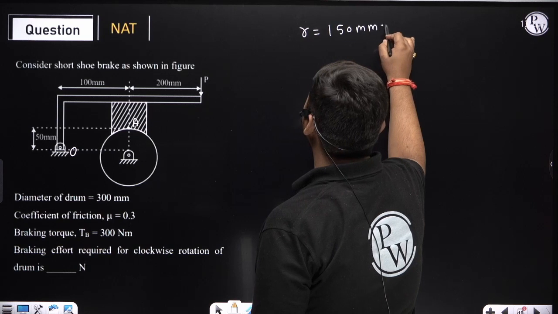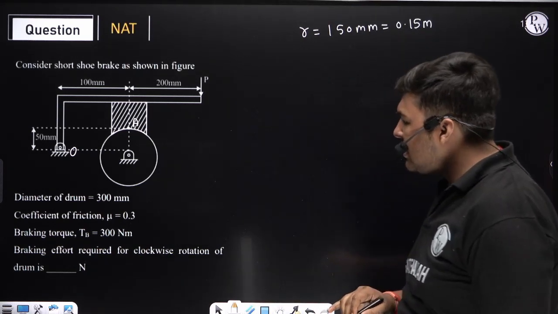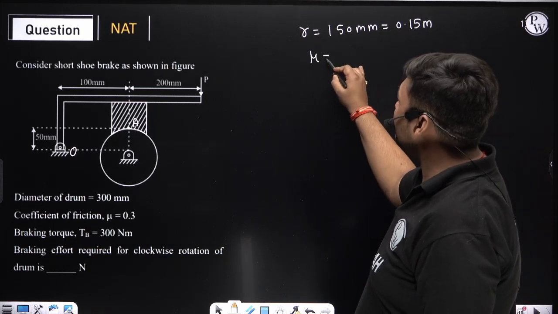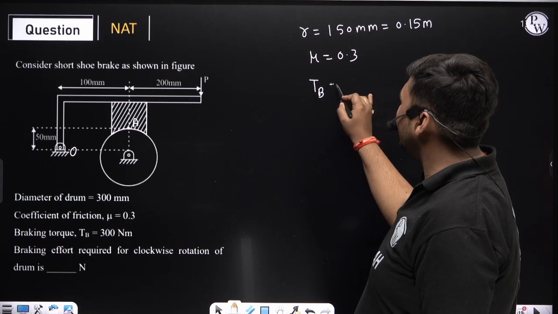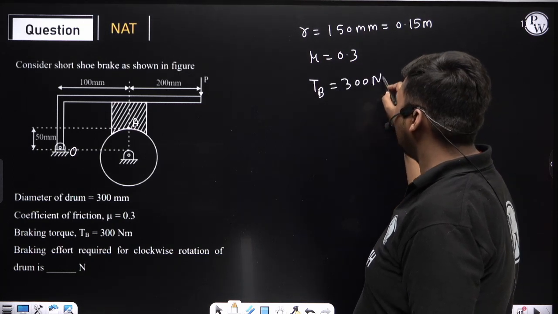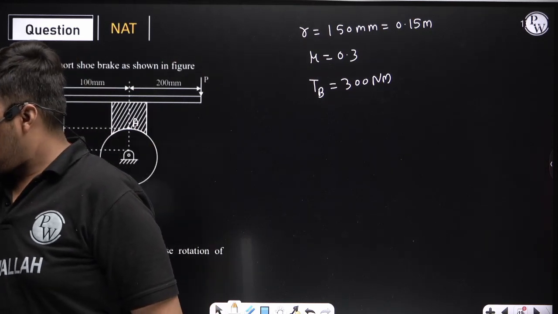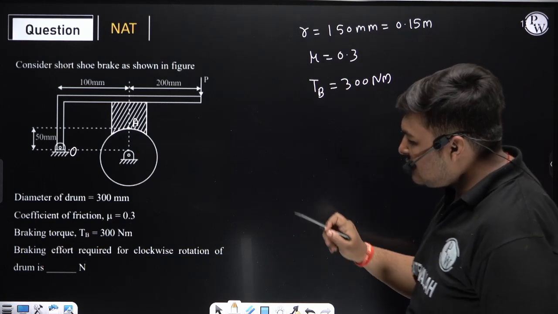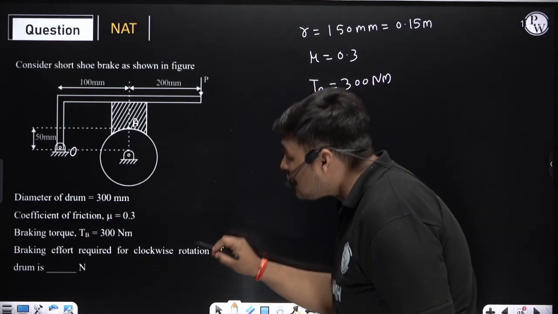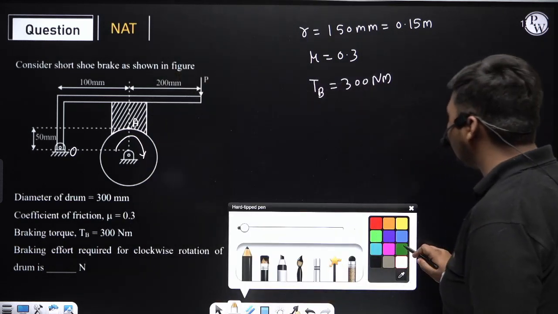Suppose I am denoting the radius as R. In meters it will be 0.15 meter. The coefficient of friction mu is 0.3. The braking torque is given as TB, 300 Newton meter. Now the examiner is asking what will be the braking effort for clockwise rotation of the drum, meaning the drum is rotating clockwise and we have to find the braking effort, that is P.